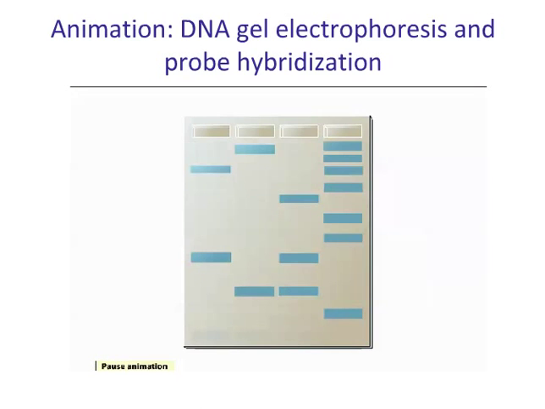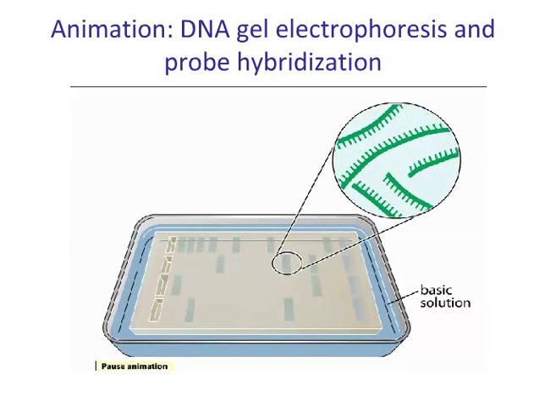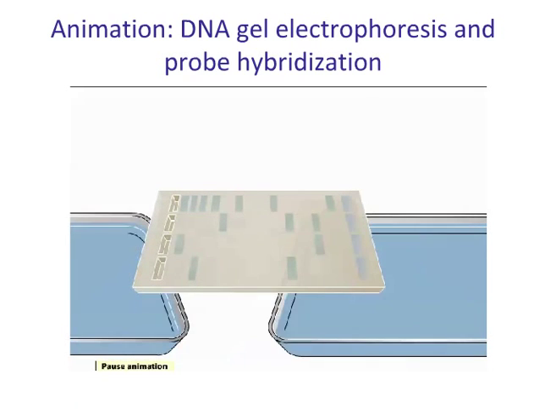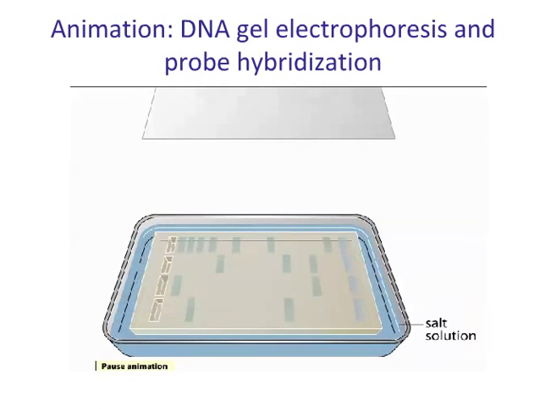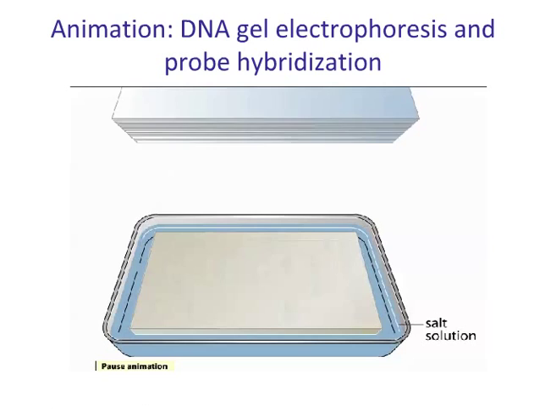In many cases, a researcher may want to determine which DNA fragment contains a DNA sequence of interest. To do this, the researcher prepares the DNA in the gel to make a copy, known as a blot. First, the gel is soaked in a basic solution so that the double-stranded DNA denatures into single strands. The gel is then transferred to a salt solution and a nylon filter is placed on top of the gel.